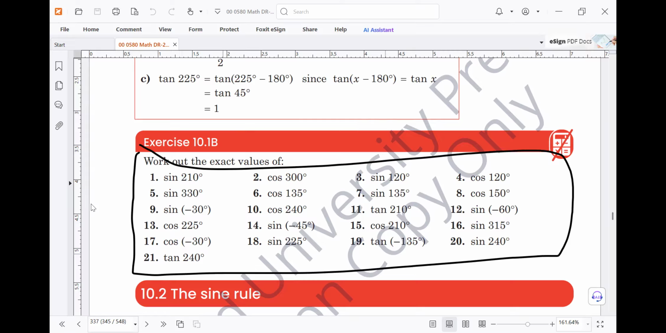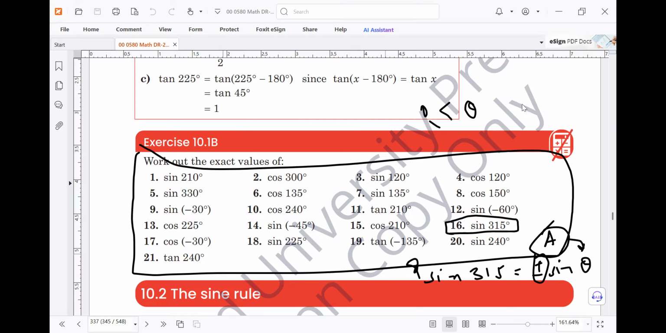I'll ask you in a different way. If they ask you the exact value, I'll ask you this: sin 315 is equal to sine of what? Plus or minus sine of theta. Find theta and find plus or minus. Sin 315 is equal to plus or minus sin theta. This is my answer. I want the answer in this format, where theta should be between 0 and 90.